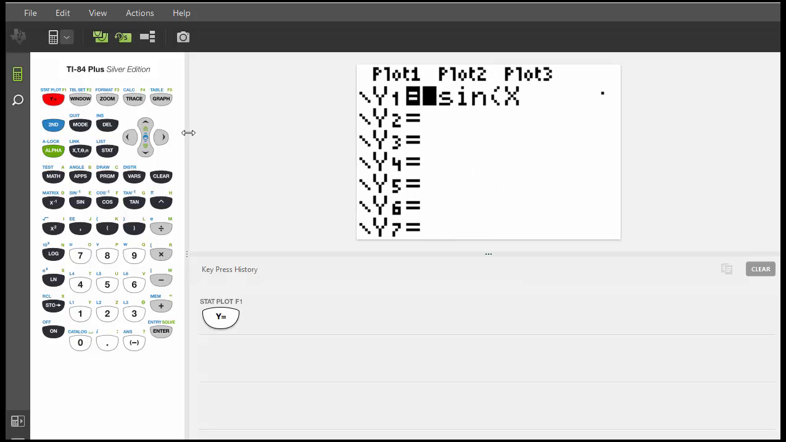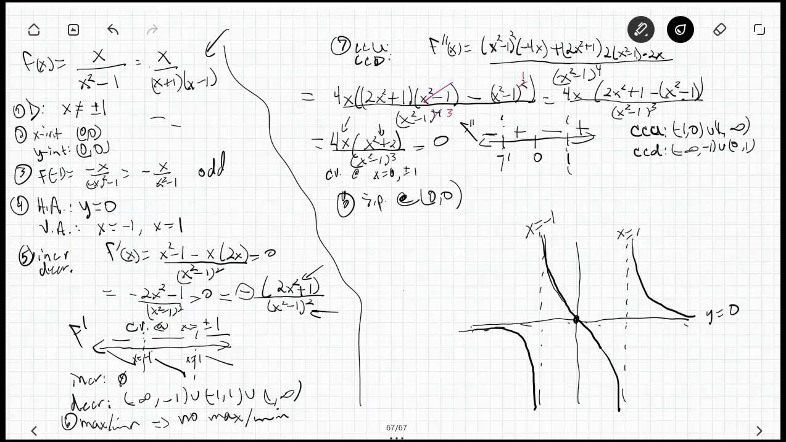And we'll go y equals, and I'm going to go clear. And then what do we say that was? That was x over x squared minus 1, wasn't it? I think it was. Wait, what the heck? I'm losing my mind. It's late in the day, guys. It's x over x squared minus 1.